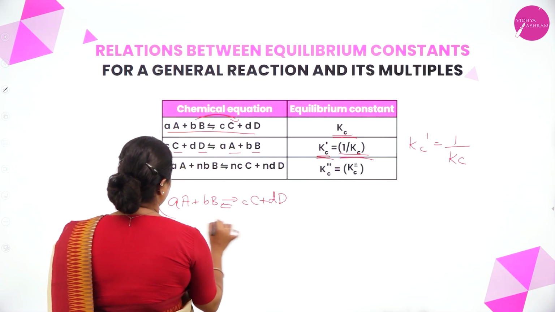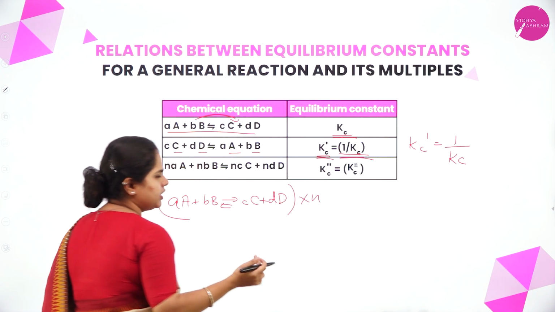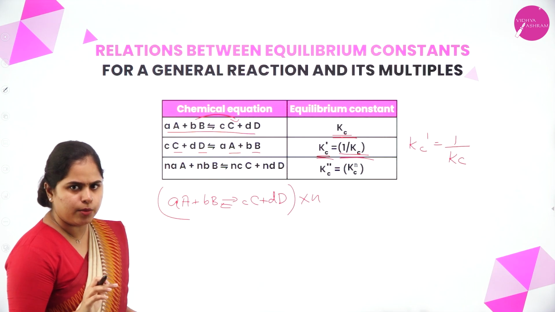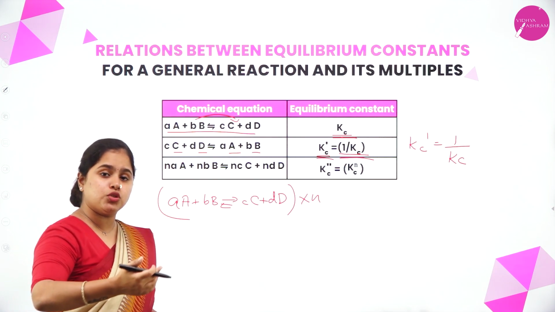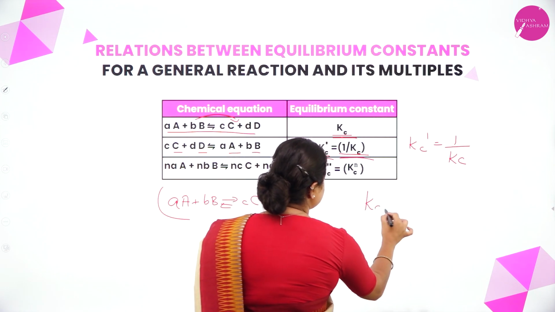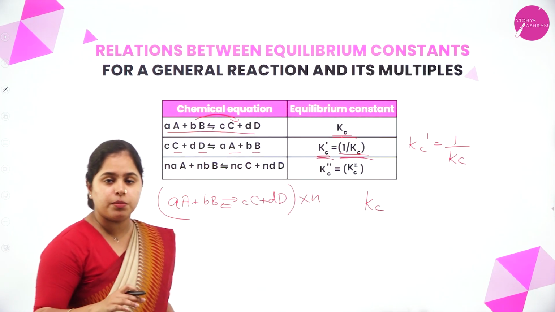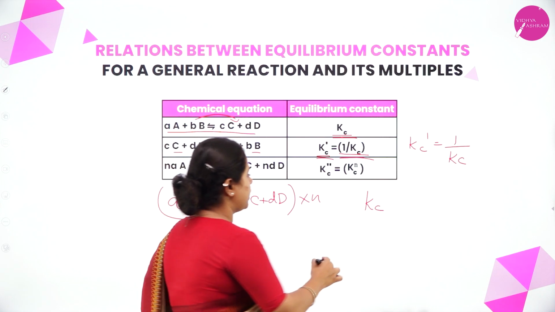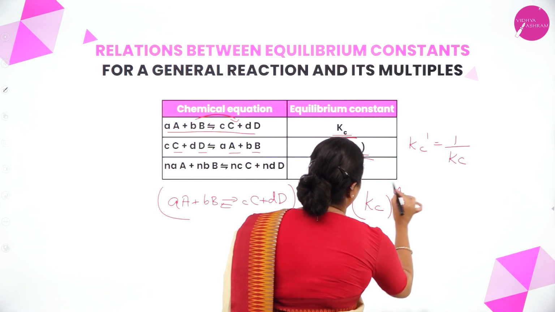To this whole equation I am going to multiply some integer n. Now what will happen to the equilibrium constant? Earlier, before multiplying it, it was Kc, right? Now will it become n Kc? No, it will become Kc to the power n.